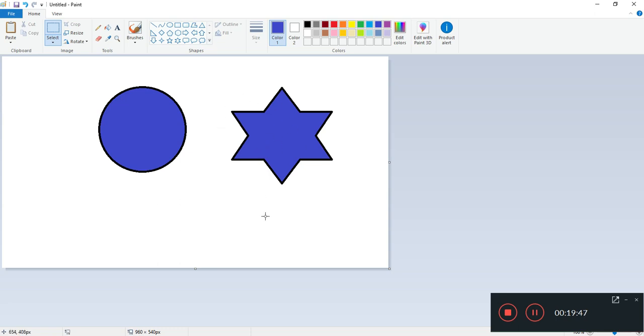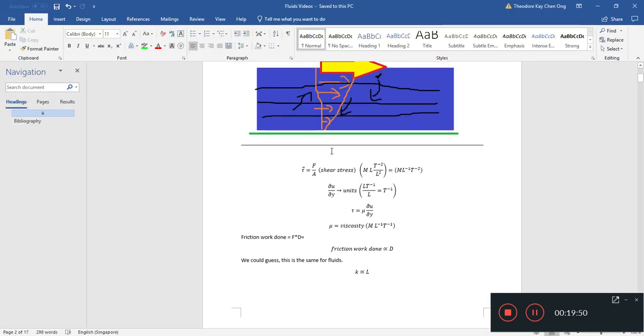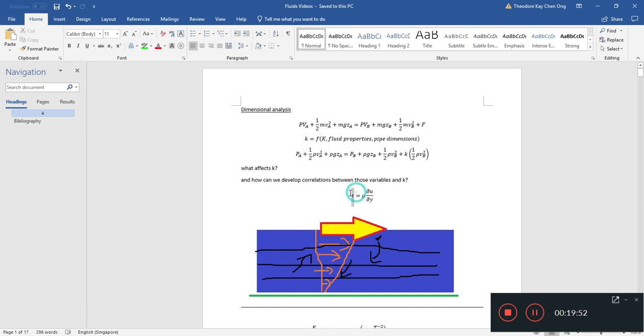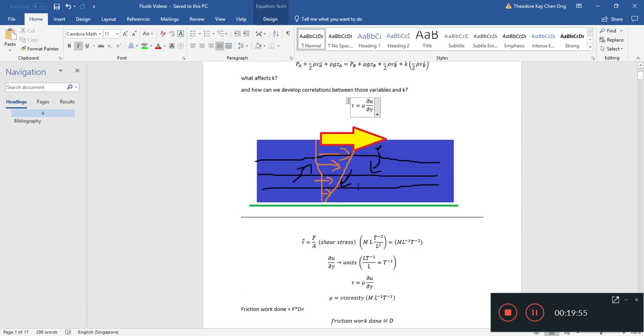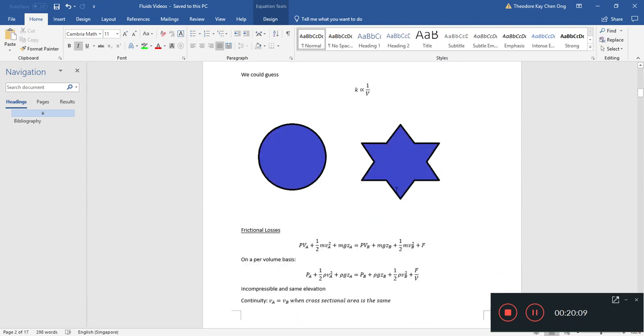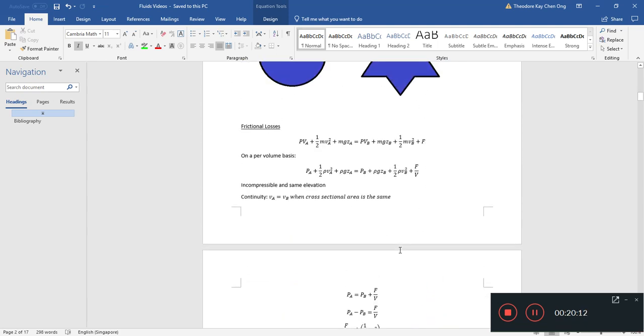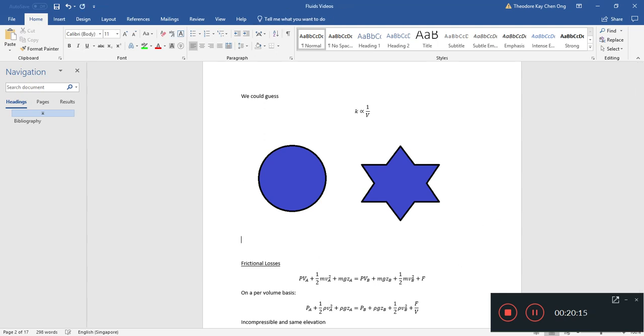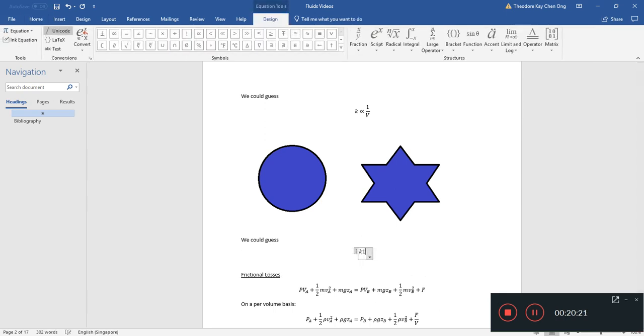Well, if the shear stress, for a given flow regime or flow situation, is the same, the force exerted on the fluid is proportional to the area. Shear stress is the force per unit area. So if you increase the surface area, the frictional forces will increase. So we should also guess K is proportional to A.